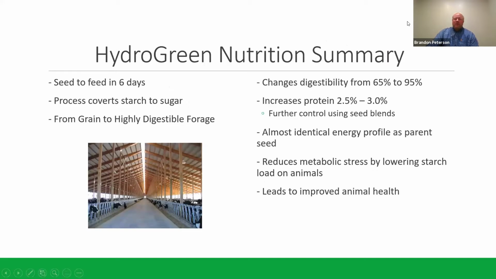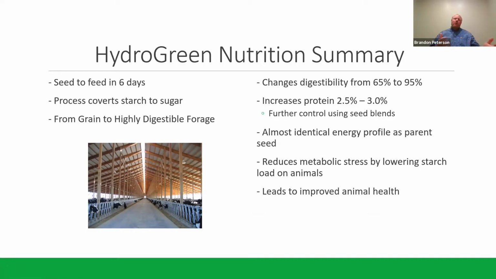So in summary, we're going seed to feed in 6 days. The process that we're using is a natural process, germination, to convert starch to sugars. We're going from a grain to a highly digestible forage, like I said, in just 6 days. This changes the digestibility from 65 to about 95%. We're getting a protein increase of about 2.5 to 3%. It's going to depend on your seed.